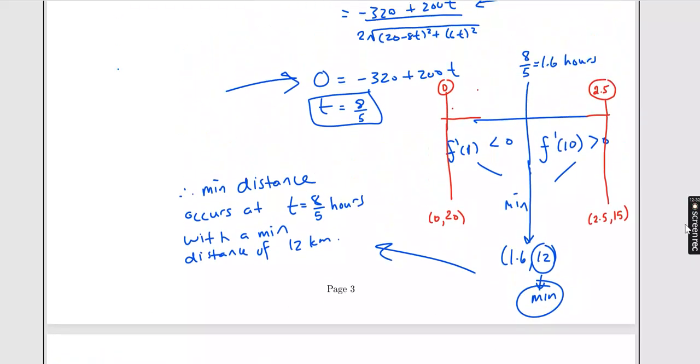So at 1.6, I plug these numbers back into the first derivative, and I find that this is decreasing, this is increasing, and so at 1.6 hours, there will be a distance of 12 kilometers between them. Min distance occurs at t equals 8 over 5 hours with a min distance of 12 kilometers.